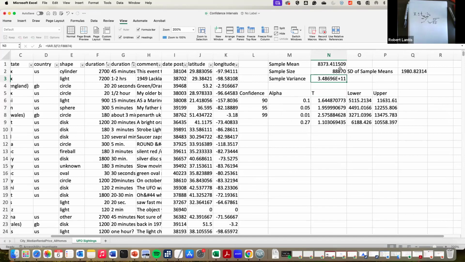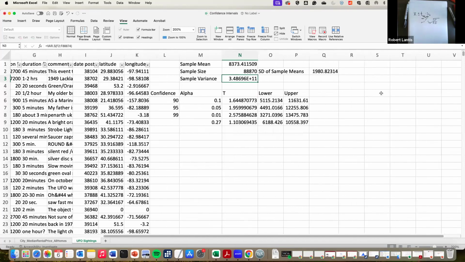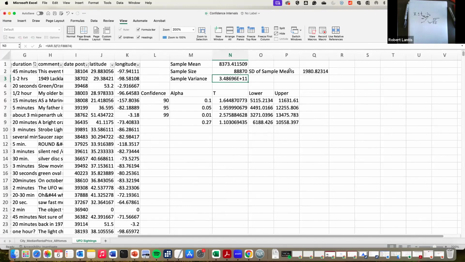But yeah, that's how we would build confidence intervals for sample means where we only have a sample variance.